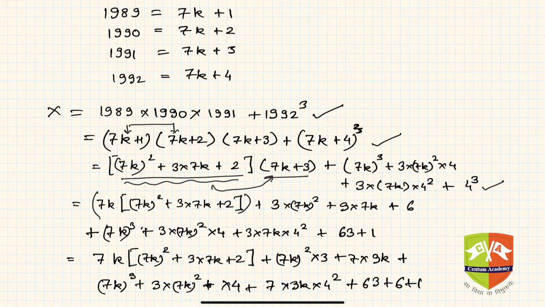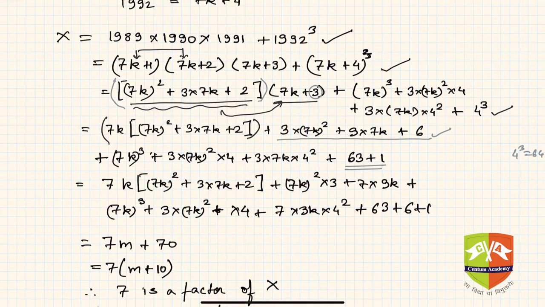I have taken this 3 and multiplied it with this entire term, so you will get 3 into 7k square plus 9 into 7k plus 6, since 3 into 2 is 6. Here I have written all the 7k terms together. Then the last term, 4 to the power 3, is 64, which can be written as 63 plus 1. Why am I writing 63? Because I can take 7 common from it, as you'll see a little later. I have taken the 7k terms together, and left this 6 to be added later with the 1, which is here.